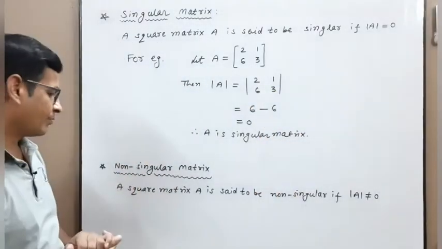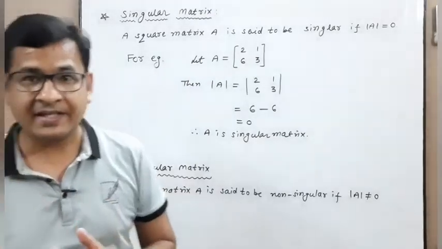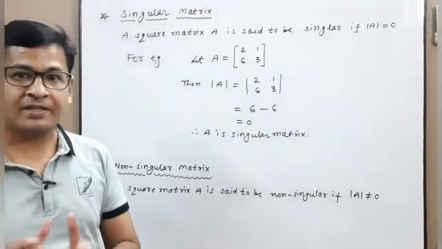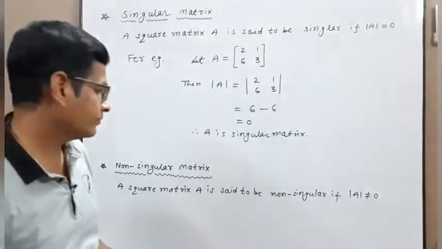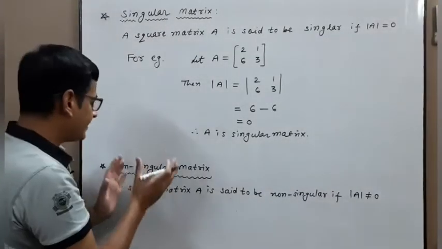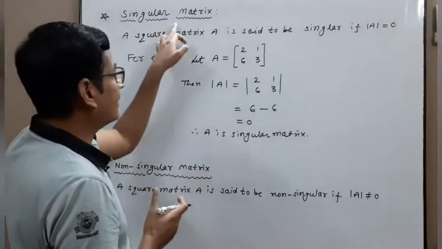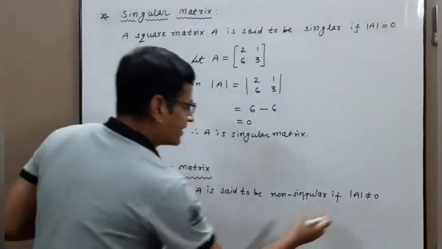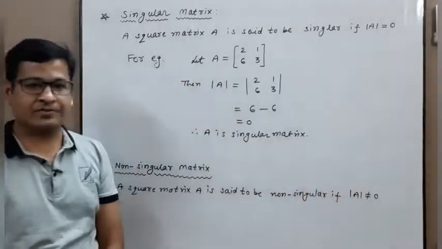Non-singular matrix. A square matrix A is said to be non-singular matrix if determinant A not equal to 0. Just compare singular matrix and non-singular matrix. In singular matrix, determinant A equal to 0, and in non-singular matrix, determinant A not equal to 0.